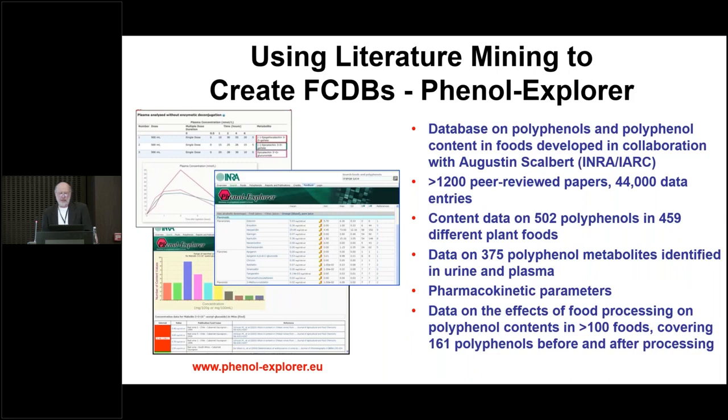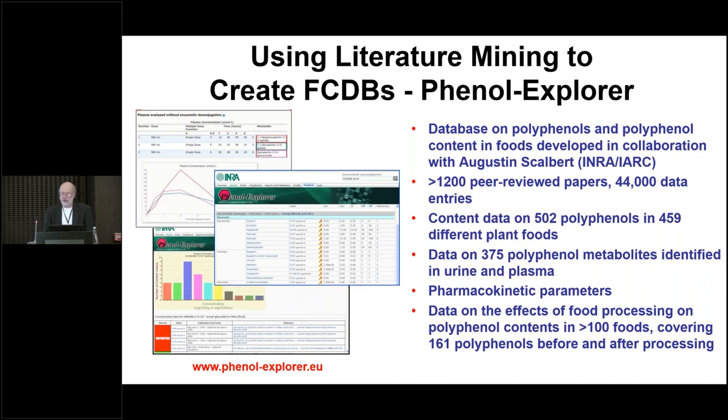And some of the first databases we worked on were resources like Phenol Explorer. This is a collaboration with Augustin Scalbert, who used to be at INRA and is now at IARC. And this involved looking at thousands of reviewed papers, collecting the data by hand, getting information on about 500 polyphenols and covering 460 different plants.